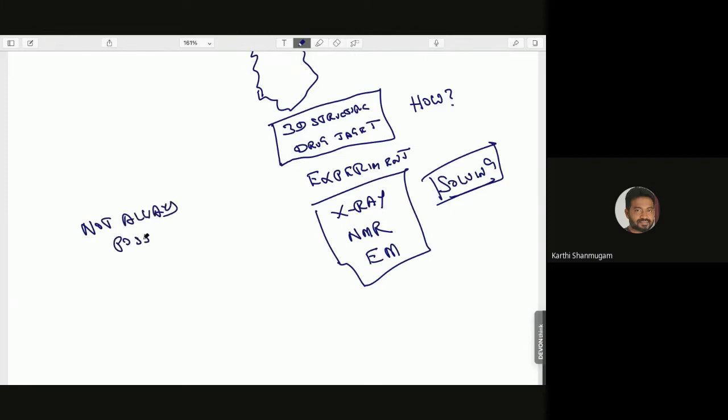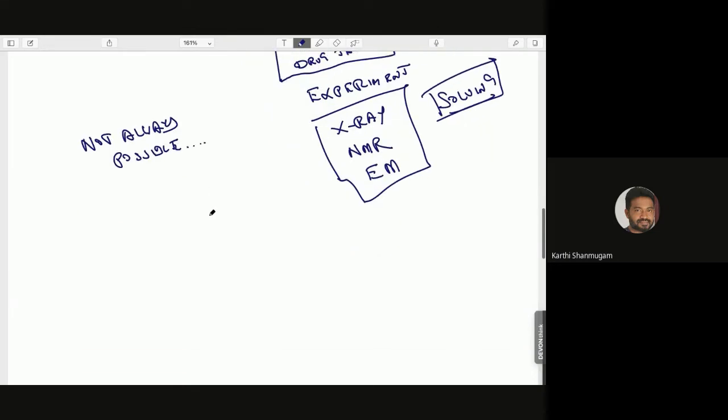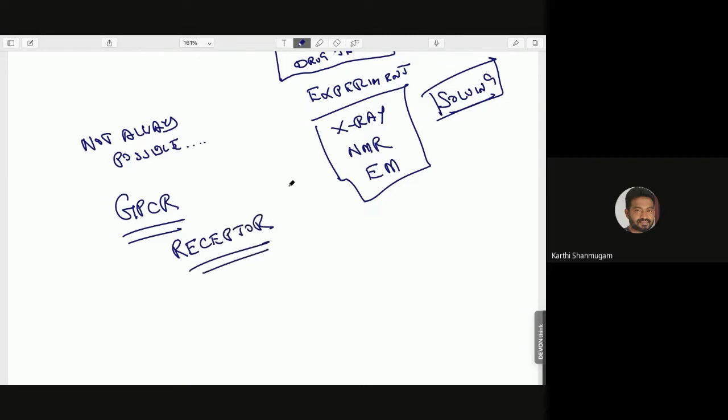So why do I say it is not always possible? The reason is that there are some cases in which we may not be able to determine the 3D structure of the drug target. If we take GPCR, it's called G protein coupled receptor, right? It's a family of proteins that comes under receptors. The main function of a receptor is that it takes the signal from the extracellular region and transmits that information to the intracellular region, right?